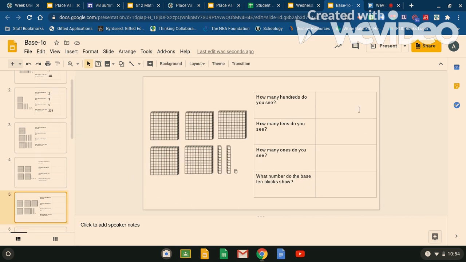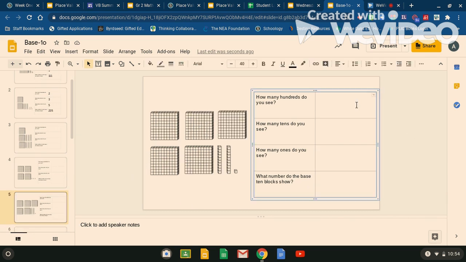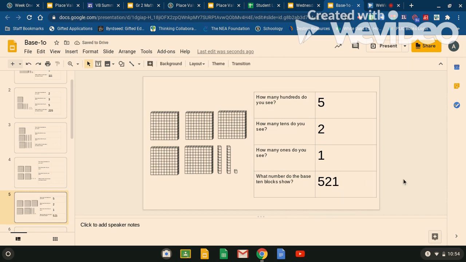Let's look at this one together. How many hundreds do you see? 5. How many tens do you see? 2. How many ones do you see? 1. I would write this number with a 5 in the hundreds, a 2 in the tens, and a 1 in the ones, and I would read it 521. The 1 in the ones has a value of 1. The 2 in the tens has a value of 20. And the 5 in the hundreds has a value of 500.